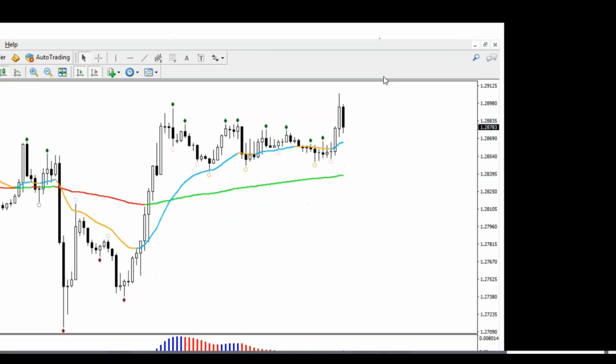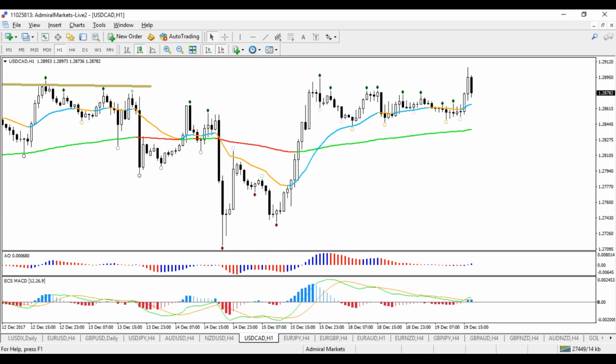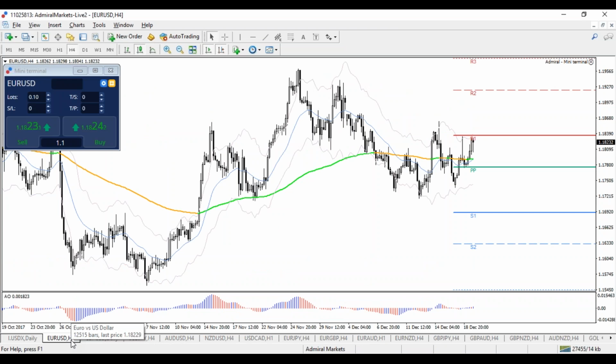Let's take a look at the live charts right now and see what's going on with regard to the live market. We'll start with the Forex market as we always do. Take a look at the currency pairs.